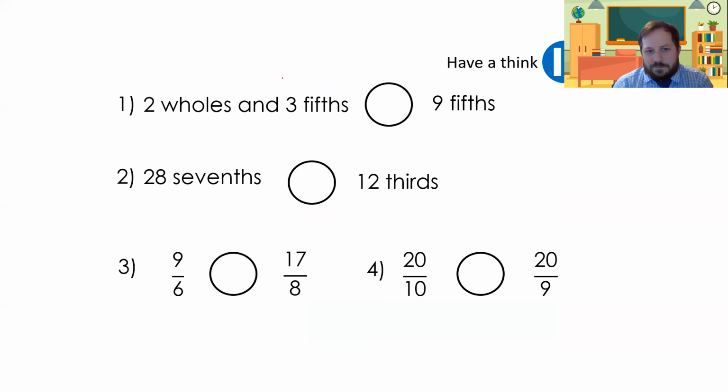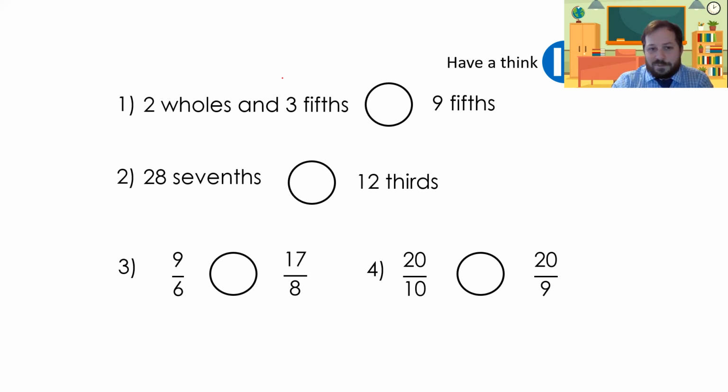So have a think about this. Is 2 wholes and 5 fifths larger than 9 fifths? Are 28 sevenths larger than 12 thirds? 9 sixths or 17 eighths? 20 tenths or 20 ninths? Which one's larger and smaller? Have a go.